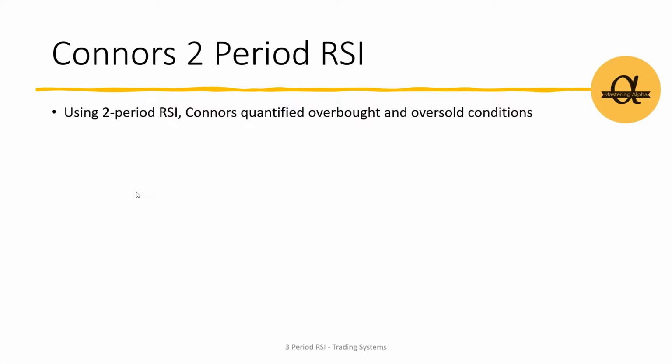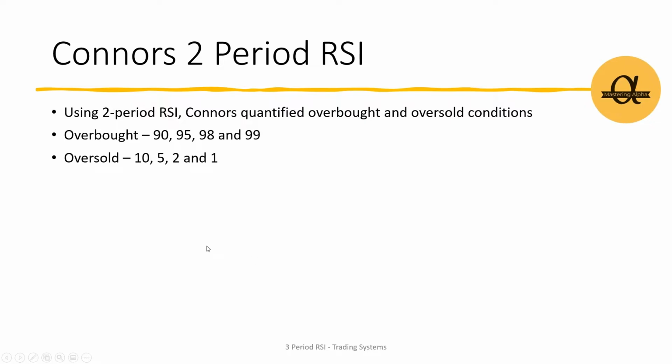So he chose a two-period RSI based on his study. And then he quantified the overbought and oversold conditions. Overbought was about 90, 95, 98, 99. He tested these few ranges. And oversold was 10, 5, 2, and 1.